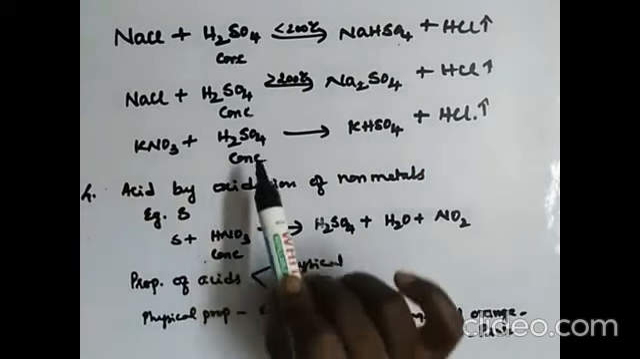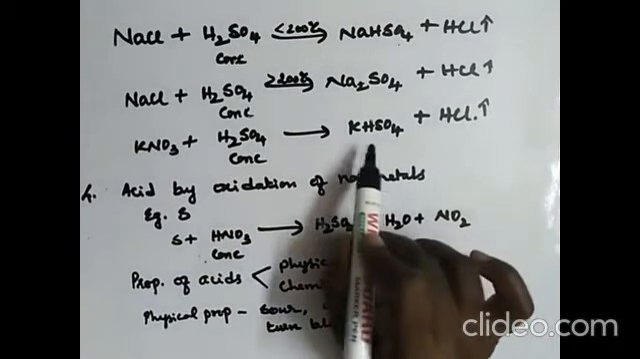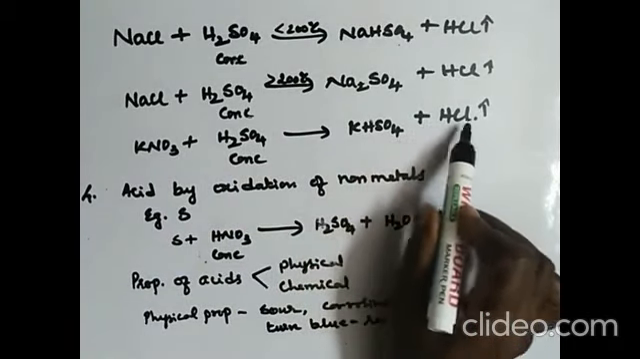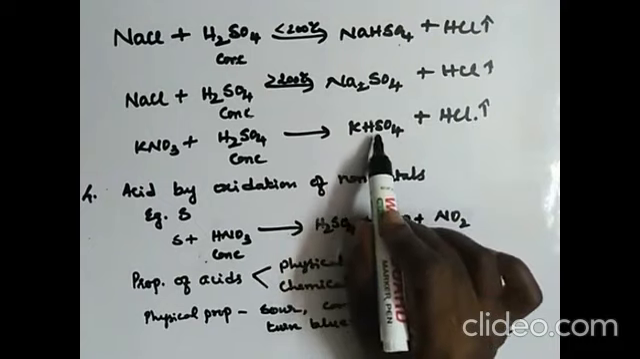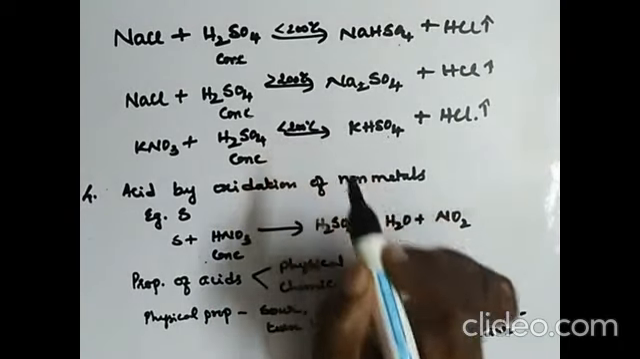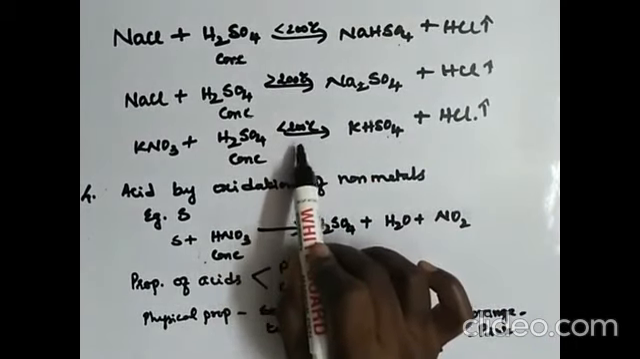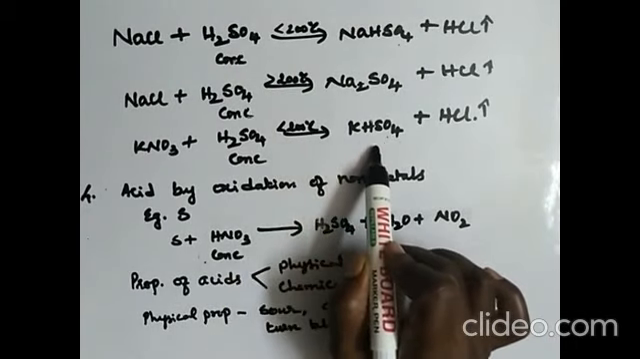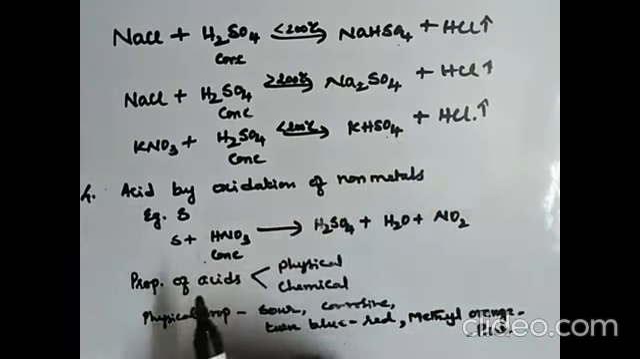Potassium nitrate combines with concentrated sulfuric acid to form potassium bisulfate and hydrogen chloride gas. Here again you get an acid salt because the temperature is below 200 degrees Celsius. If the temperature is above 200 degrees Celsius, you get a normal salt, that will be potassium sulfate.